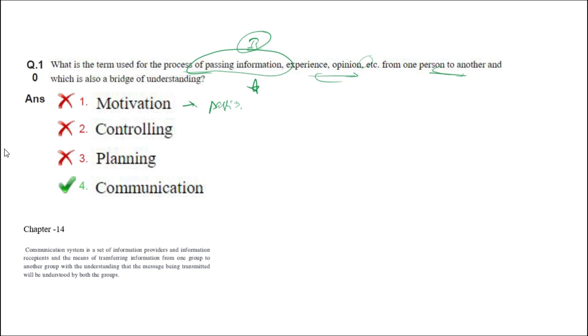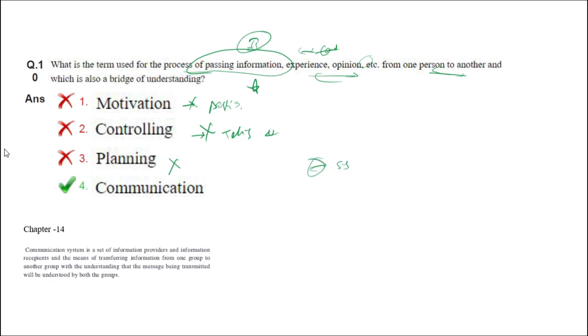Controlling is you are controlling something. Here it is just about passing information. Controlling is about you are telling something and forcing them to do. So the definition is not expanding to controlling and telling, forcing them to do. So this cannot be the answer. Third is the planning. Of course, it cannot be. Planning is something else, which we do, and it doesn't involve the other person. Next is the communication.